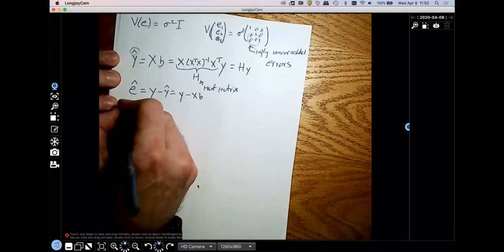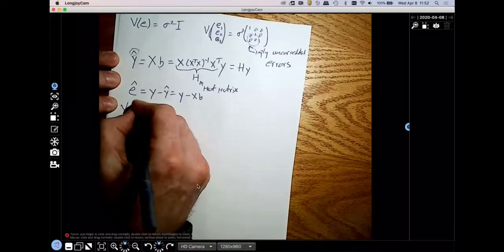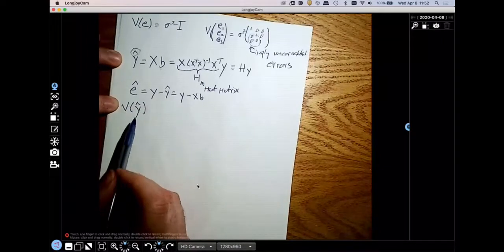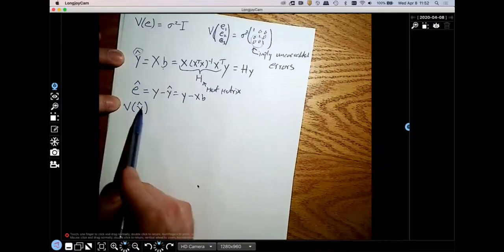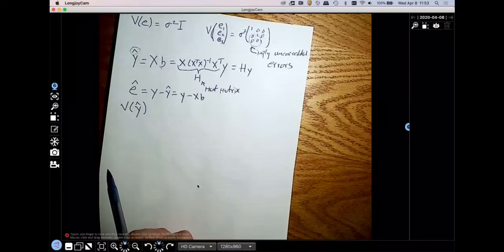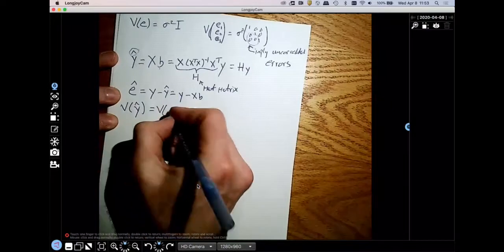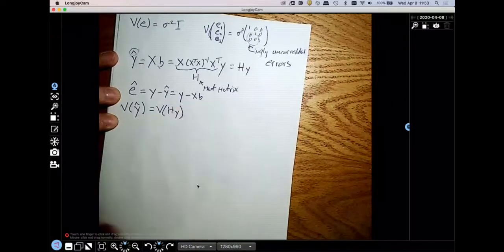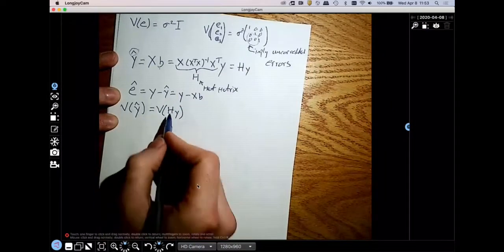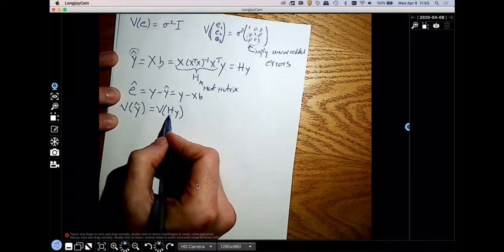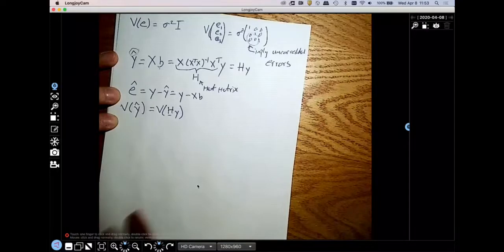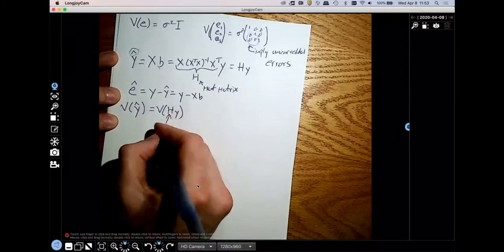Now we can go off and compute the variance of these two random variables, so y hat and e hat. So what is the variance of y hat? Well, this is just going to be the variance of h times y. Now think of this as a matrix constant, and it's actually a symmetric matrix. So this is symmetrical.